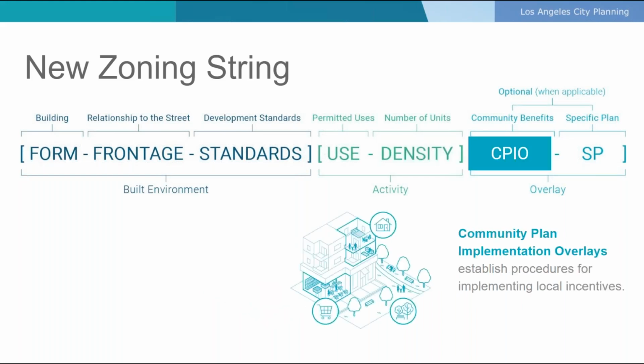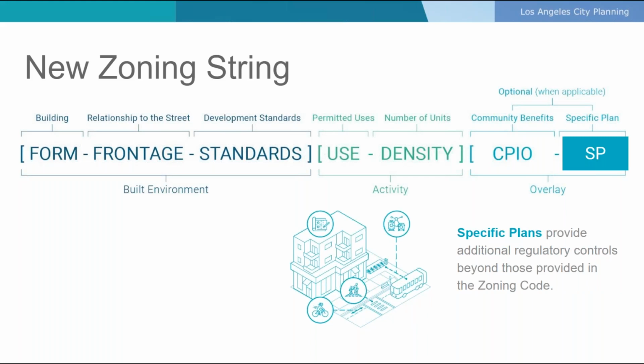Certain communities may require overlays with additional procedures and restrictions. The Community Plan Implementation Overlay, or CPIO, is an optional overlay that can be placed in certain parts of the community to implement a community benefits program that incentivizes increased production of affordable housing, as well as other public benefits. We will expand more on the community benefits program further in the presentation. Specific plan overlays provide additional regulatory controls beyond those provided in the zoning code.